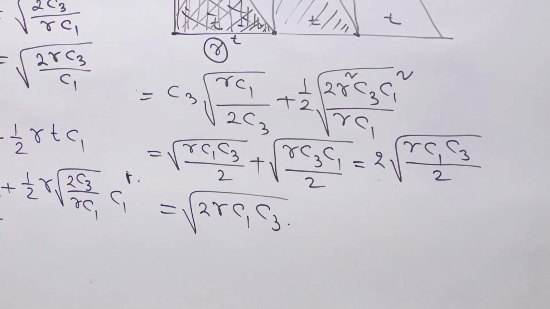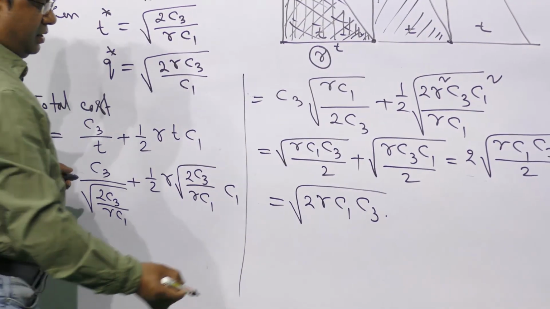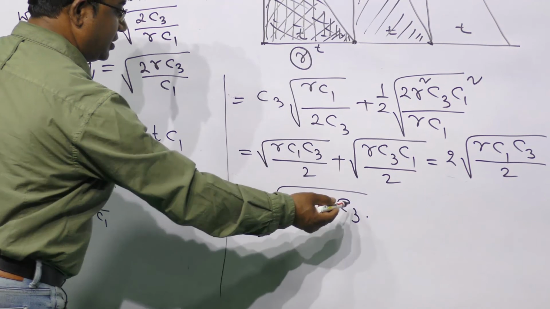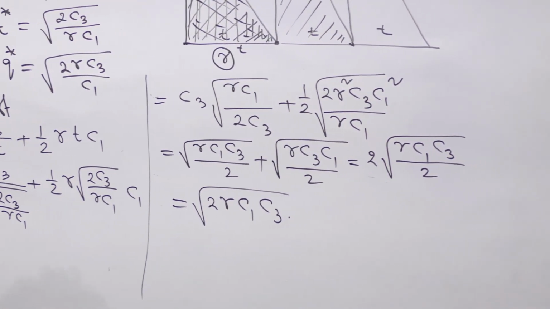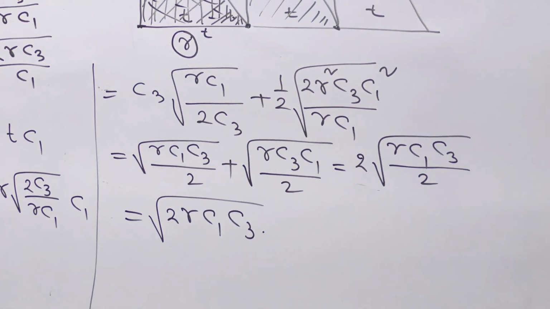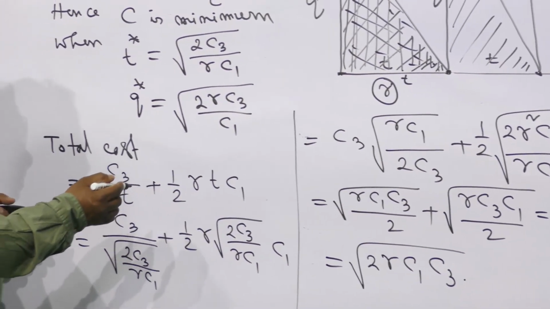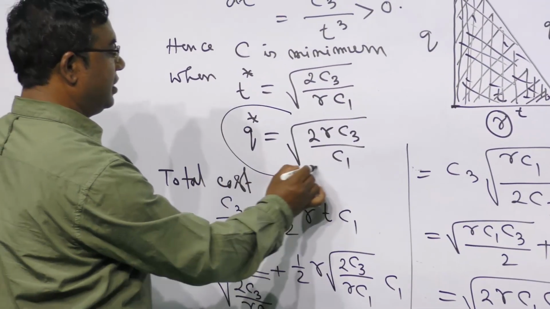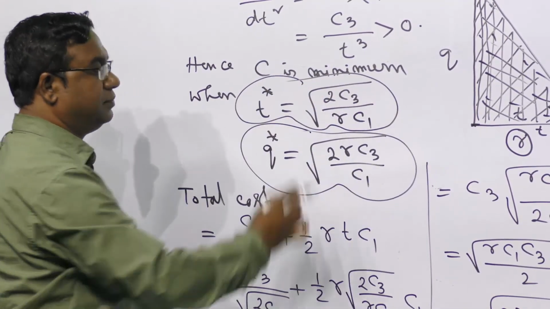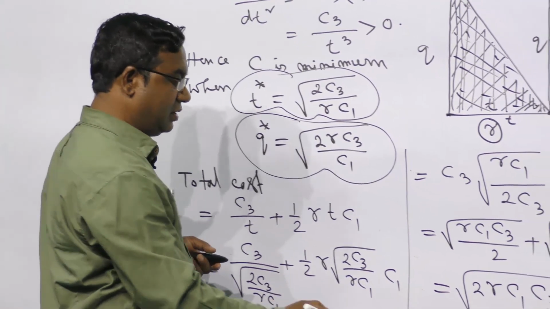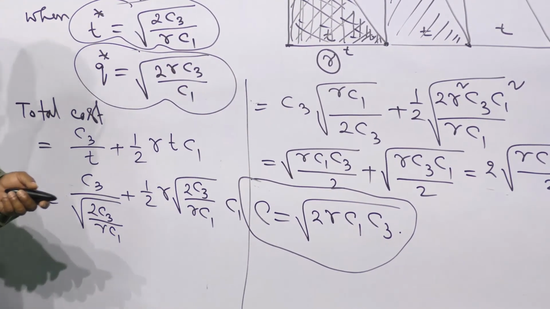So we can find the total cost by using the formula R C1 C3. So this is the inventory model. From this model we can find the economic lot size, then we can find the time interval between successive runs, then we can find the total cost.